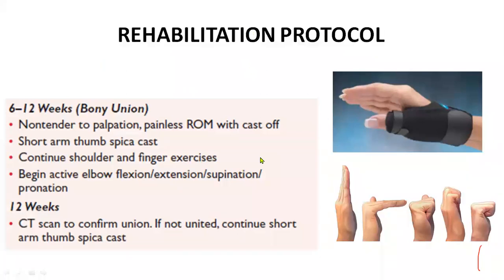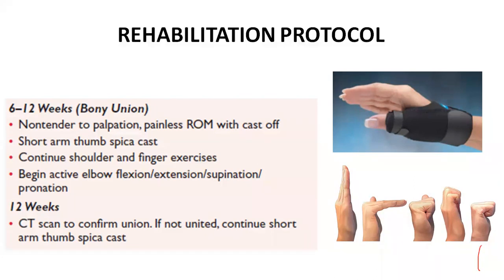The second phase, which is 6 to 12 weeks, is the bony union. In this phase of rehabilitation, usually the area is not tender to palpation, and there is no range of motion until the cast is removed. So a short arm thumb spica cast should still be present and should be prescribed for the patient, as we can see in the picture on the top right of the slide.